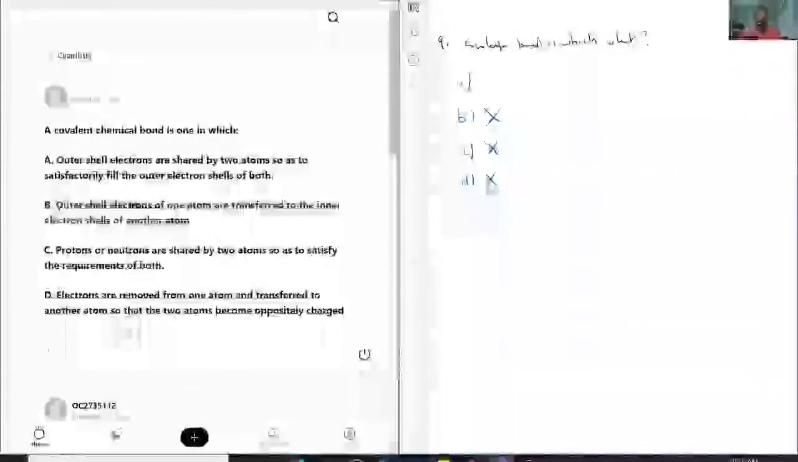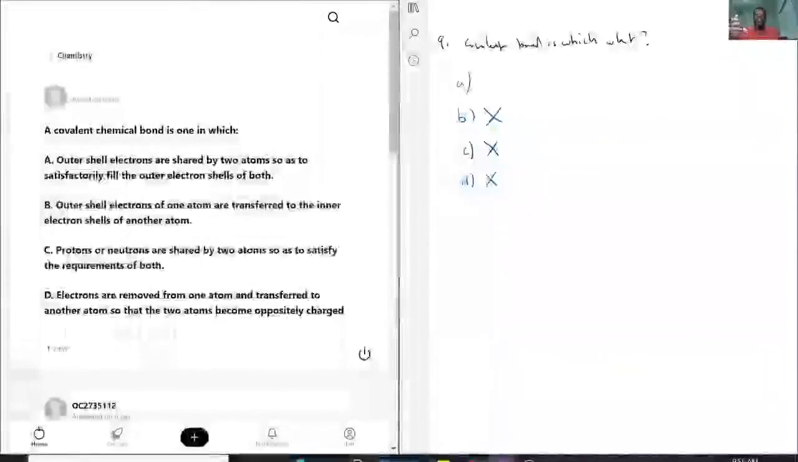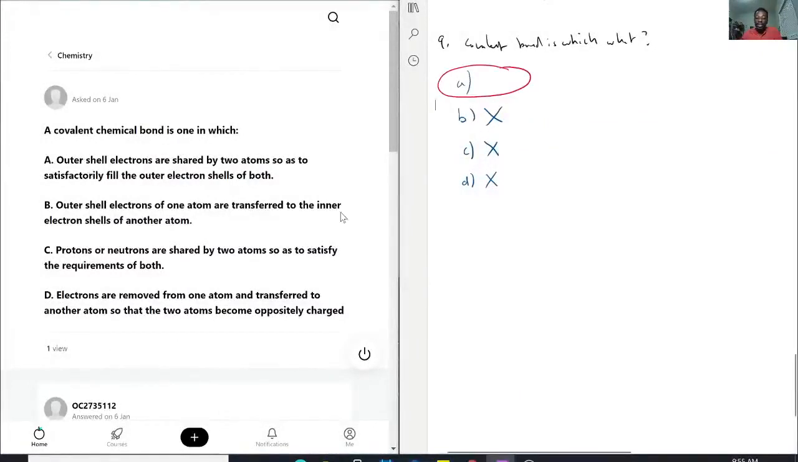Okay? If the difference was minimal, like for example two of the same atoms, then they're evenly sharing it. But overall we just know that at least it's being shared, compared to an ionic bond where it's just being donated or received. So A would be the correct answer here.